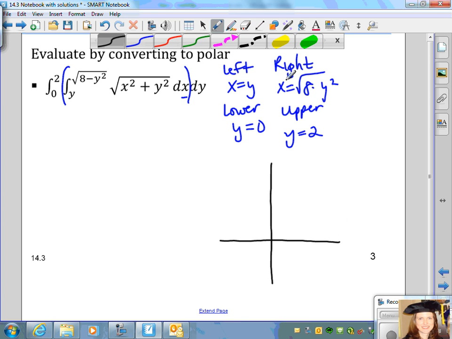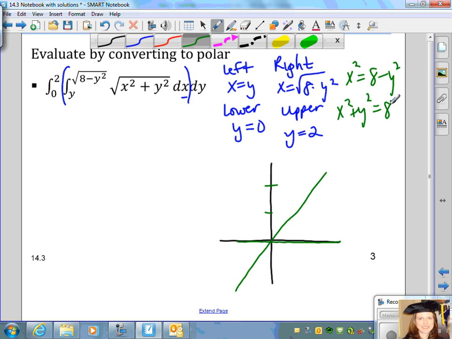And you can sketch this region by graphing the line x is equal to y, or y is equal to x. The line y is equal to 0, that's your x-axis. The line y is equal to 2. And then we want to graph the curve, actually, x is equal to the square root of 8 minus y squared. If you square both sides of this, you get x squared is equal to 8 minus y squared, or x squared plus y squared is equal to 8. And that's a circle with a radius of square root of 8, which is about something like this.